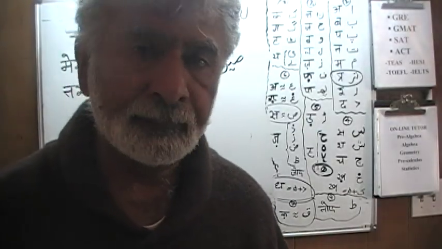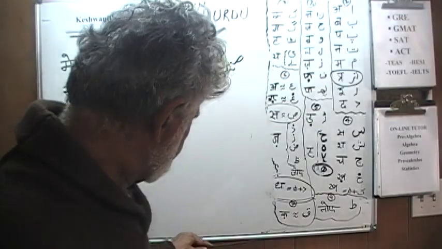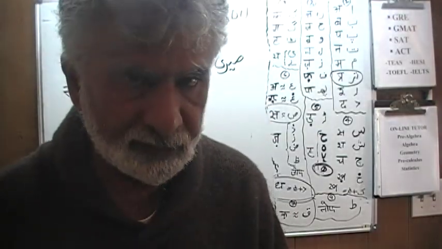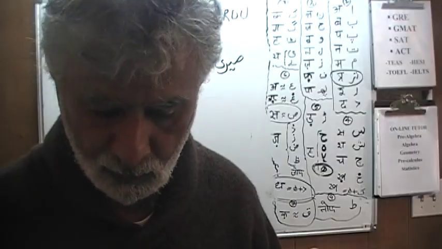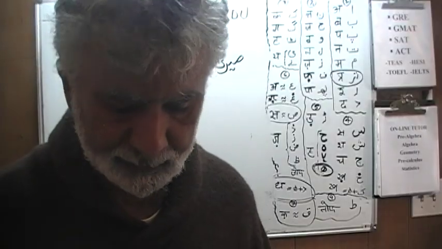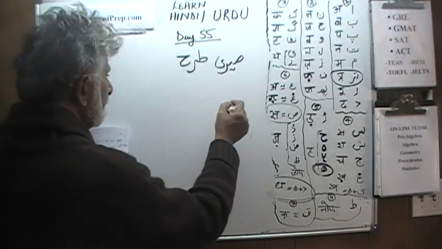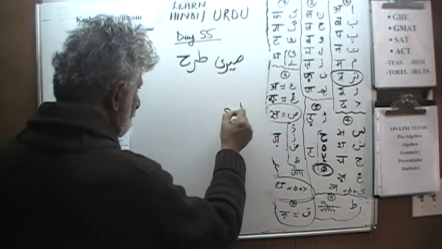Uski tarha hi kar le. Do it the same way. Us tarha mat kare. Don't do it that way. Tarha means this way or that way, the manner, the mode, same kind. Tu hi tarha, meri tarha, and then the next word we have is tu.